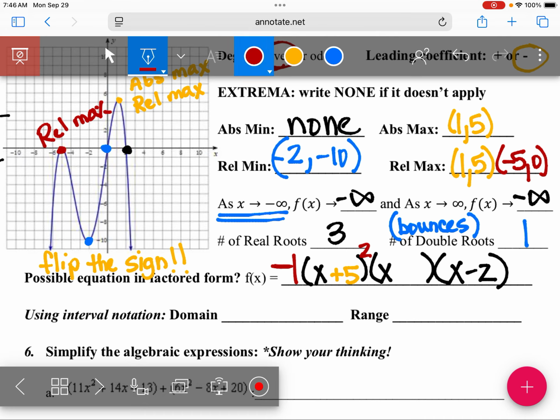Your domain is going to be all real numbers. Your range, because you have an absolute max, that's going to be the distance. So you're going to start here all the way up to this point. So that would be -infinity, and the highest is 5.